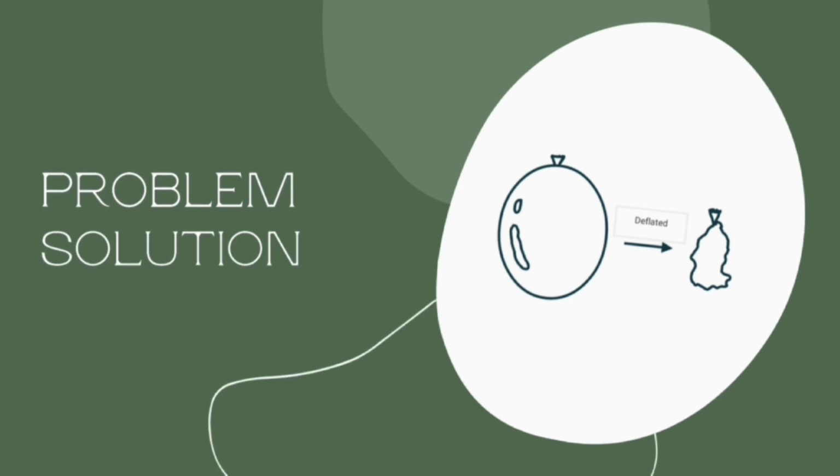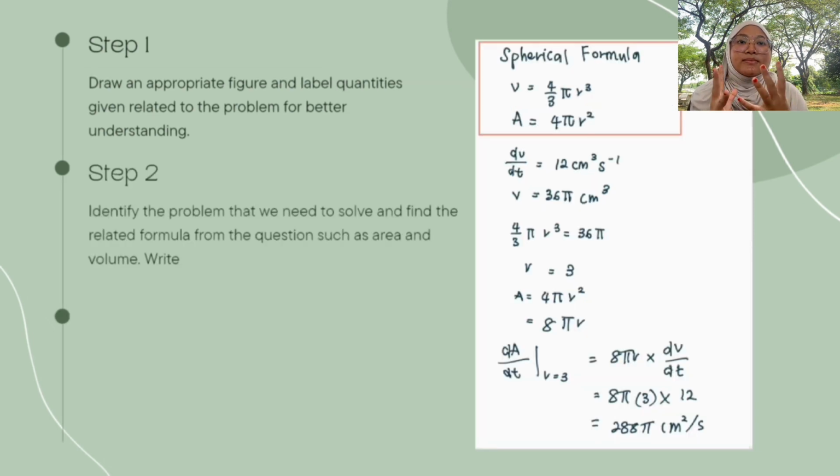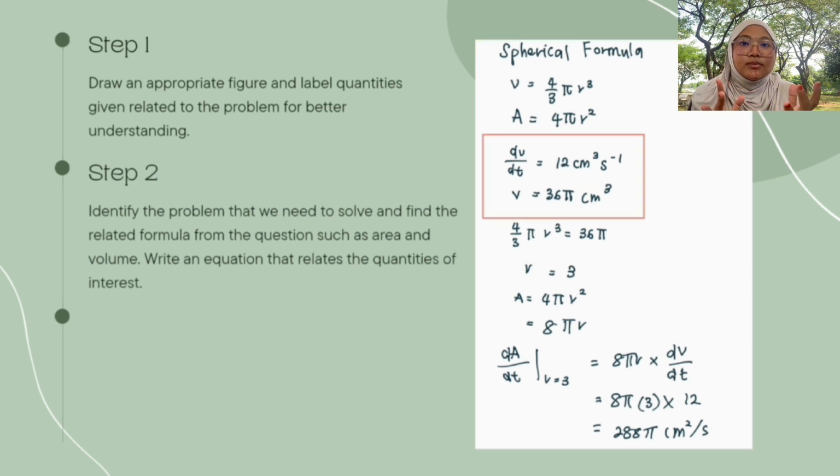Problem solution. We need to choose one method to solve this problem. To solve this problem, we will use the implicit differentiation method. Step 1. We need to draw an appropriate figure and label quantities given related to the problem for better understanding. Step 2. We need to identify the problem that we need to solve, and then find the related formulas from the question, such as area and volume. We need to write the equation that relates the quantities of interest.